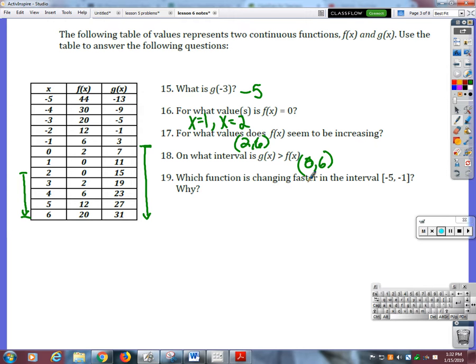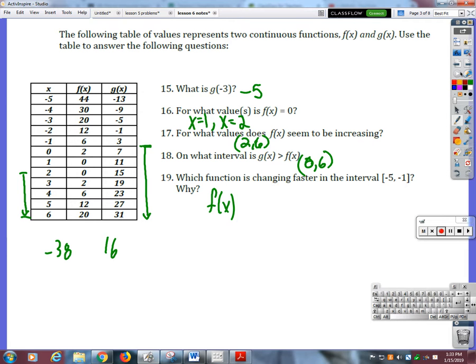All right. Number 19. Which function is changing faster from negative 5 to negative 1? So if we look at f of x, at negative 5 it's 44. At negative 1 it's 6. How much did it change? A lot. It went down by 38. If I look at g of x, it started at negative 13 and then at negative 1 it equals 3. How much did that change? Yeah, only 16. So who's changing faster? f of x.